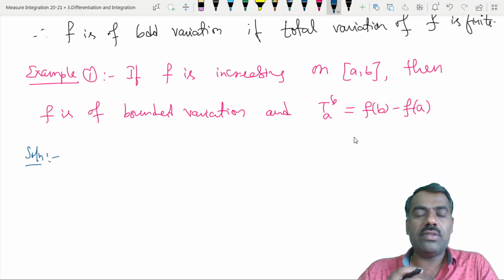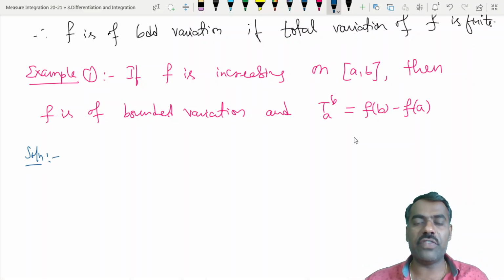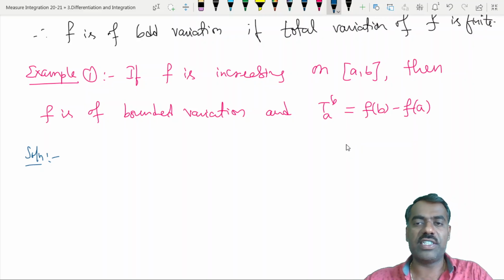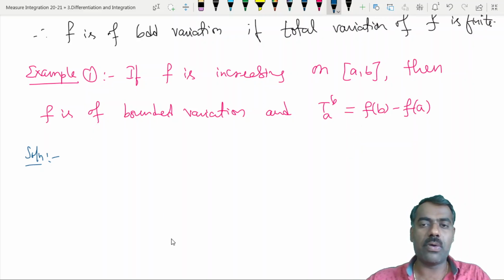So from this we will get any number of examples. Just take any increasing function on a comma b, and you will see that it is of bounded variation. And what is the value of the total variation? It is simply the function evaluated at those endpoints, f of b minus f of a. Is this clear? Is the statement clear? We have not yet proved it, but we'll prove it. It is not at all difficult.